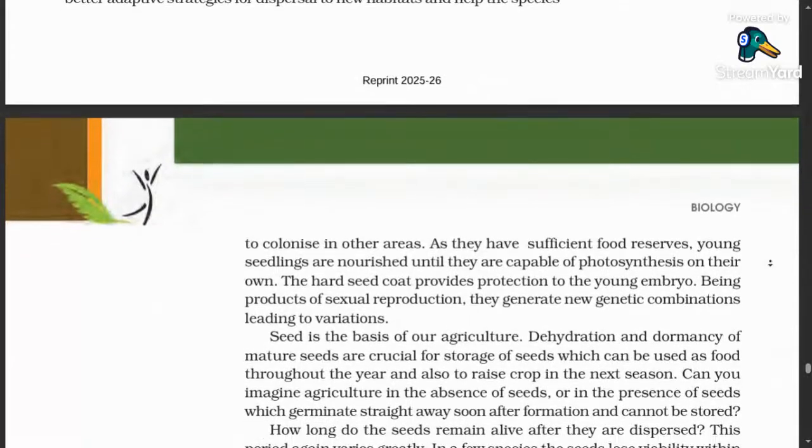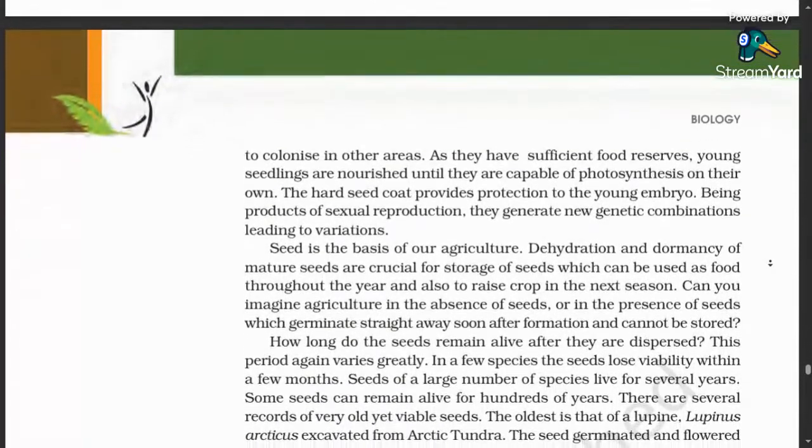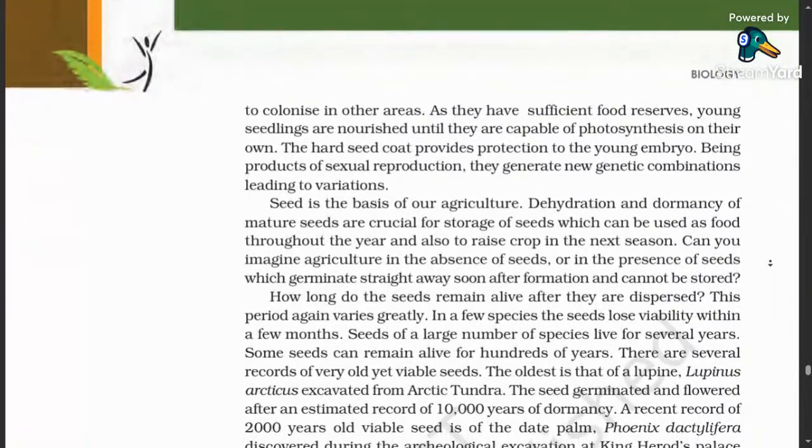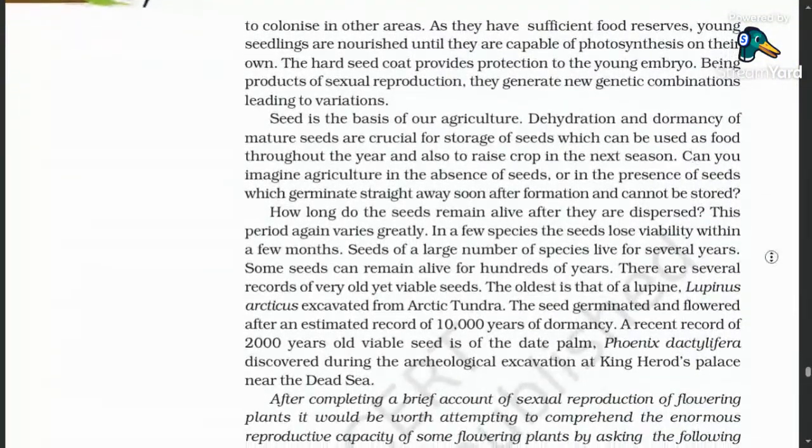Seed is the basis of all agriculture. Dehydration and dormancy of mature seeds are crucial for the storage of seeds, which can be used as food throughout the year and also to raise crops in the next year or next season. Can you imagine agriculture in the absence of seeds, or in the presence of seeds which germinate straight away soon after formation and cannot be stored?